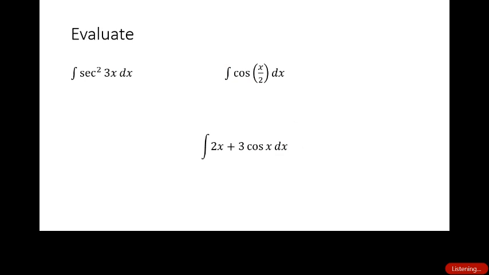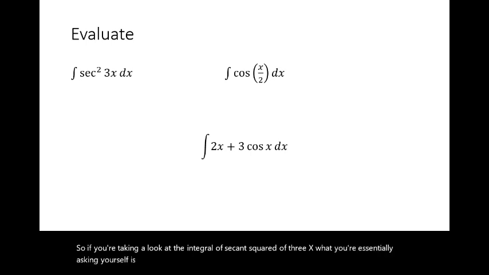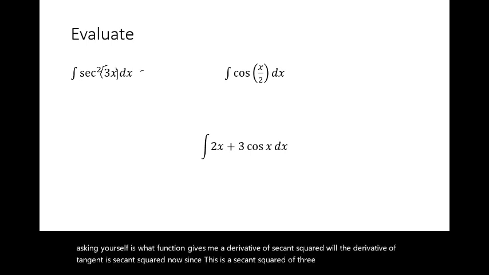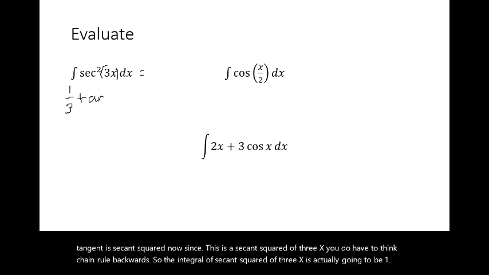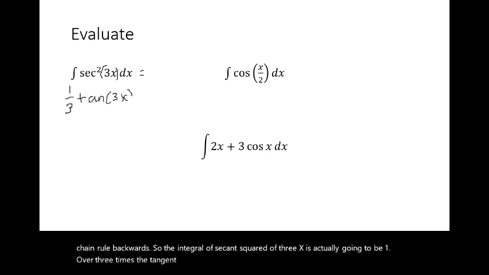So if you're taking a look at the integral of secant squared of 3x, what you're essentially asking yourself is, what function gives me a derivative of secant squared? Well, the derivative of tangent is secant squared. Now, since this is the secant squared of 3x, you do have to think chain rule backwards. So the integral of secant squared of 3x is actually going to be 1/3 times the tangent of 3x plus c.